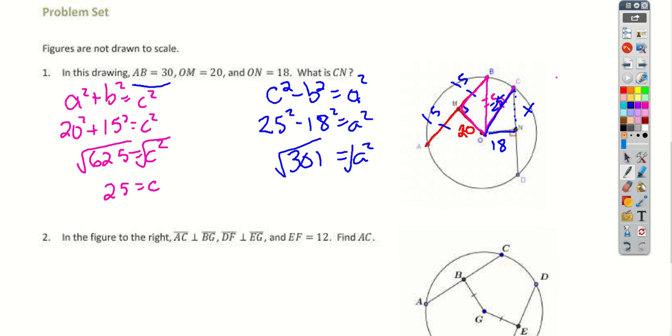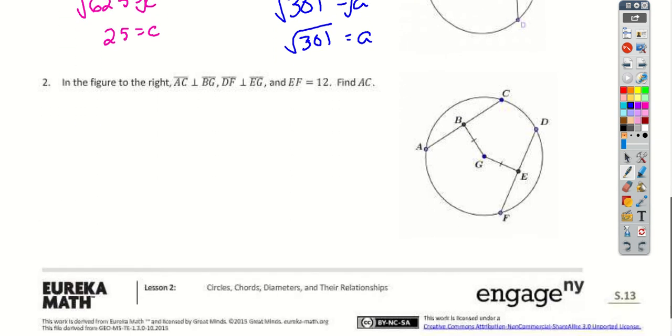And this is not going to be a nice answer here. So that length A, or C n, is just going to be the square root of 301. It doesn't say simplest radical form. It doesn't say decimals. We're just going to leave it as a radical. Nice and easy.